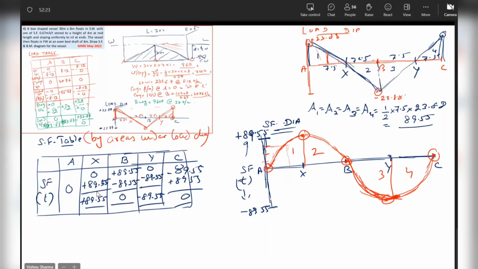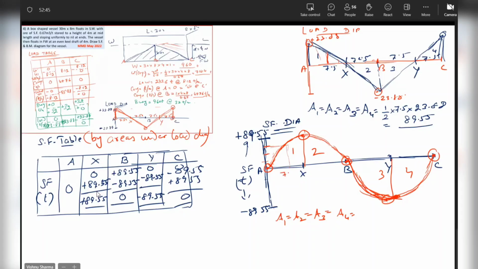Now for BM, guys, same way. Any questions up to SF? For BM, we will calculate here area A1 will be equal to area A2, will be equal to area A3, will be equal to area A4. And this area we will calculate by Simpson's rule 1.